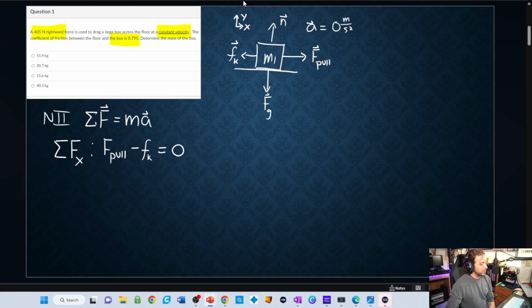Now, one of the equations that you are going to need to know is the equation for the force of friction.